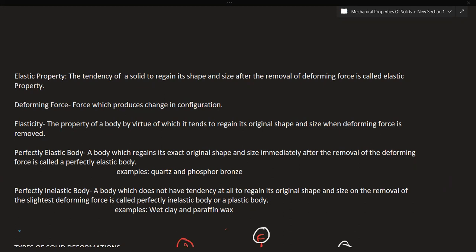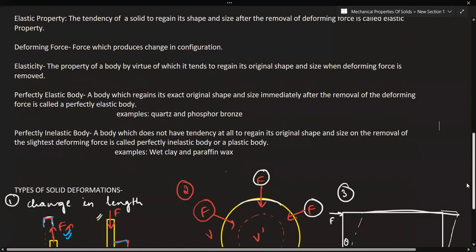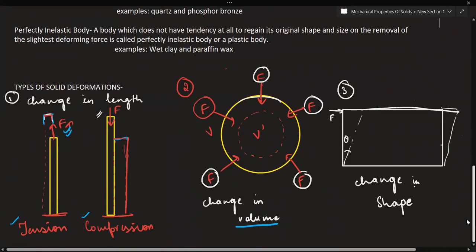Done? Yes. So that was about the basic definitions of elastic properties: elastic body, perfectly elastic, perfectly inelastic, and the deforming forces. Now, on the basis of these deforming forces, we have various types of deformations produced because of the deforming force.